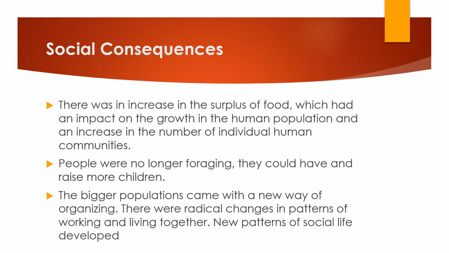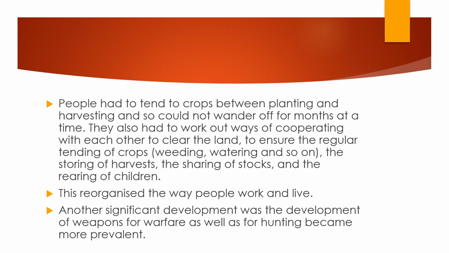There were radical changes in patterns of working and living together, and new patterns of social life developed. People now had to tend to crops between planting and harvesting, so they could not just wander off for months at a time. They had to work out ways of cooperating with each other to clear the land, to ensure regular tending to crops, weeding, watering, the storing of harvest, the sharing of stocks, and the rearing of children. This reorganized the way people lived and worked together.